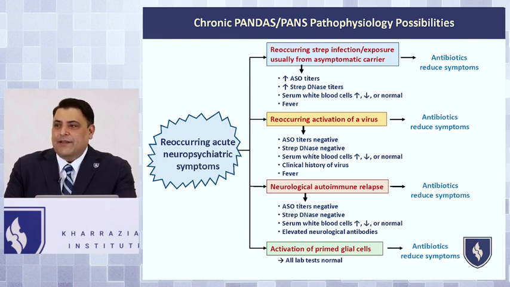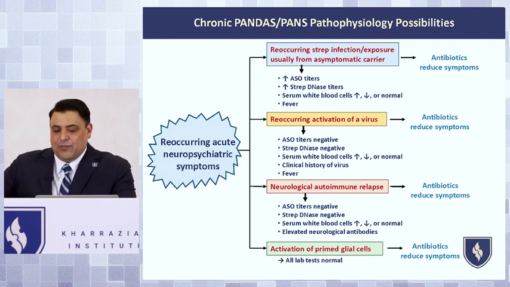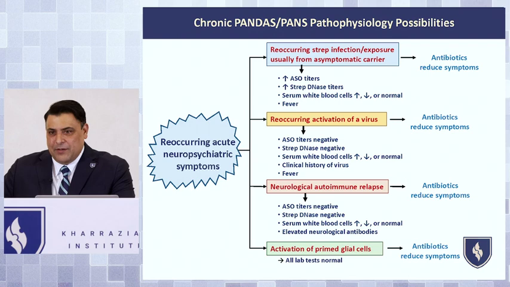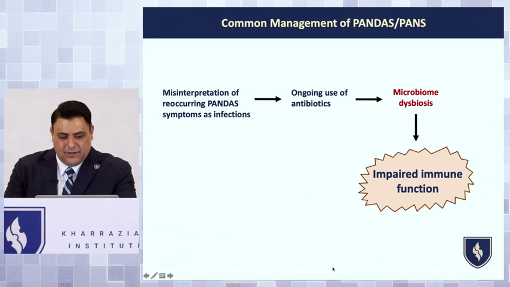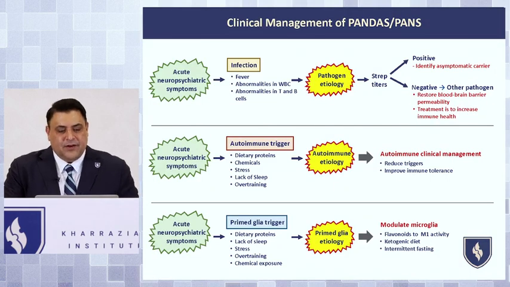And that's the problem. Every time they use antibiotics, they keep destroying their microbiome and their immune health. And then you have these cases where parents keep thinking that their kids are getting reinfections, and they're really not, because there's an autoimmune component and a primed glial component to this condition as well. So here you see misinterpretation of recurring PANDAS symptoms and infections, ongoing use of antibiotics, microbiome dysbiosis, impaired immune function. That is a pattern there.